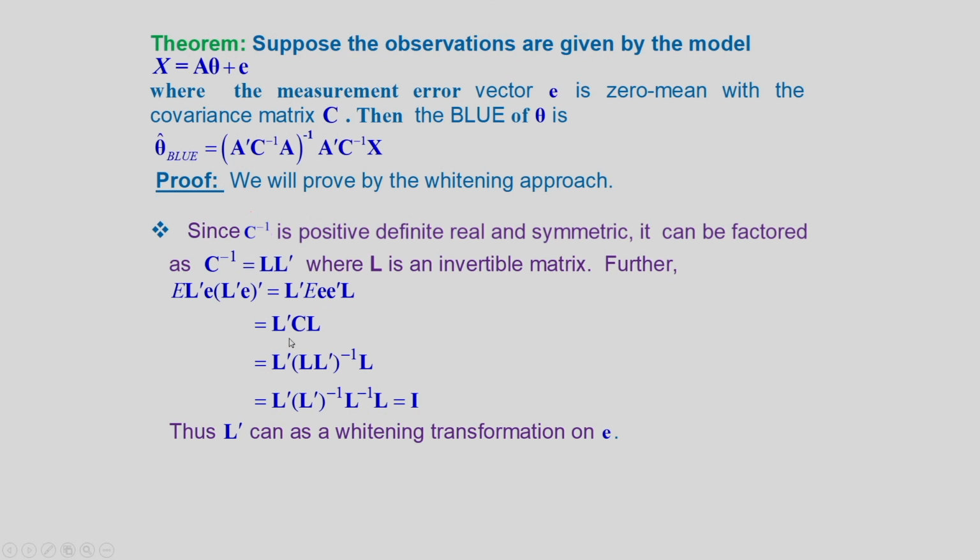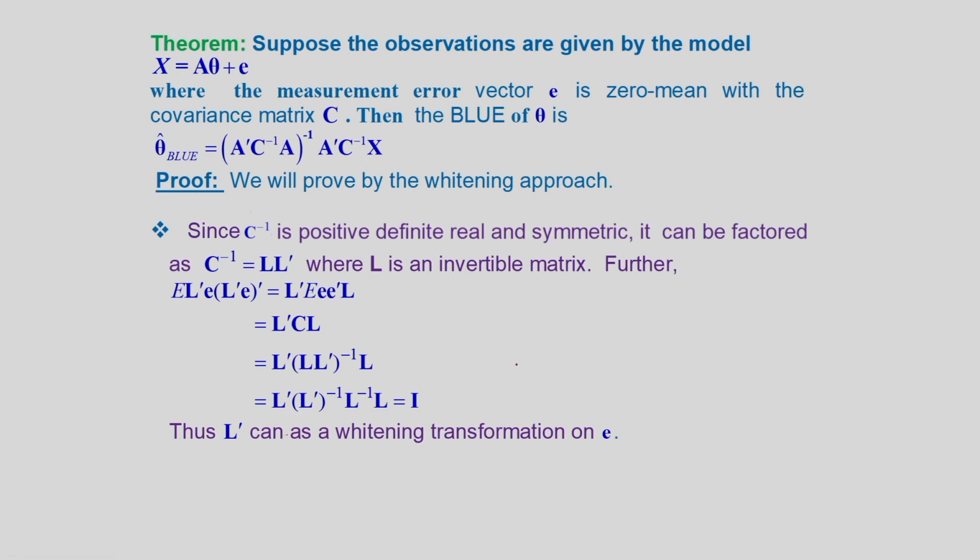Therefore, this expression will be L transpose into C into L, but C is equal to (L transpose L) inverse, because we have assumed that C inverse is equal to L transpose L. So, we can write this expression equal to L transpose into L transpose inverse into L inverse into L. Okay. So, what we get is L transpose inverse into L inverse into L, and this expression will be equal to the identity matrix.